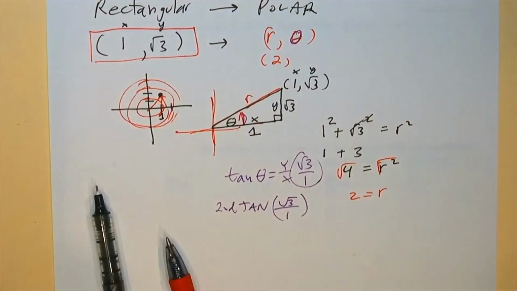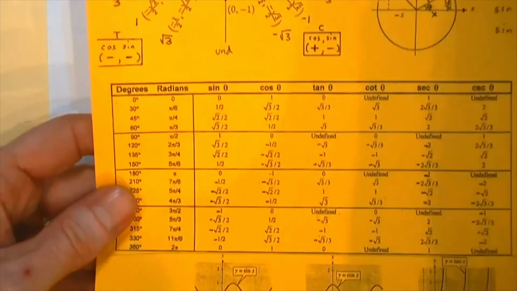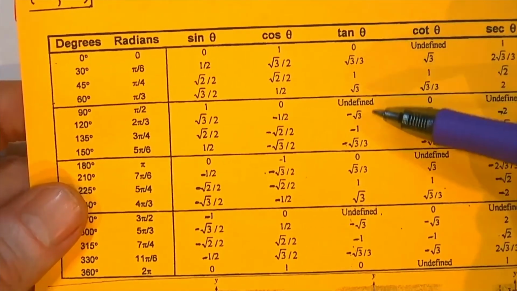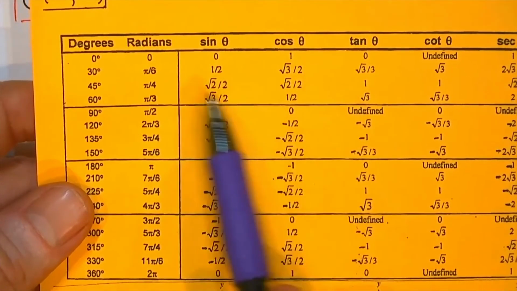Or maybe I should just look it up on my sheet. Tangent of radical 3 over 1. Let's try to find it on this list. Notice they give you numbers that you can look up. Radical 3 over 1, where radical 3 over 1 is radical 3. Oh, there it is. Radical 3, 60 degrees.